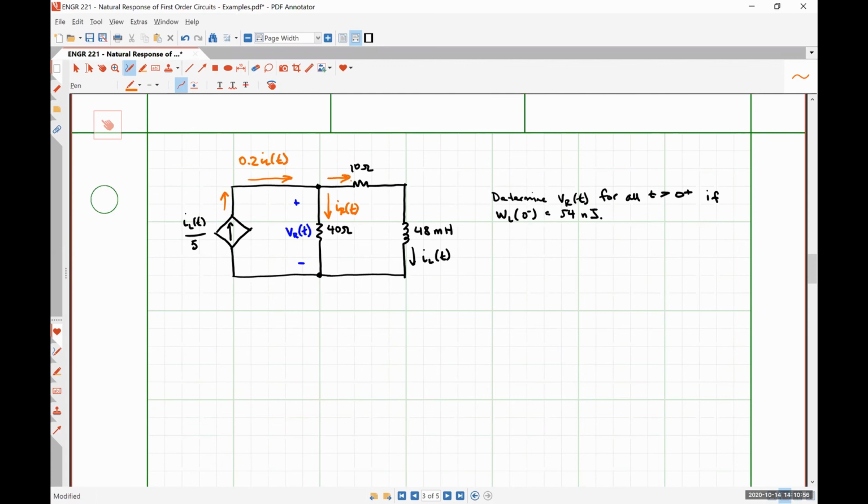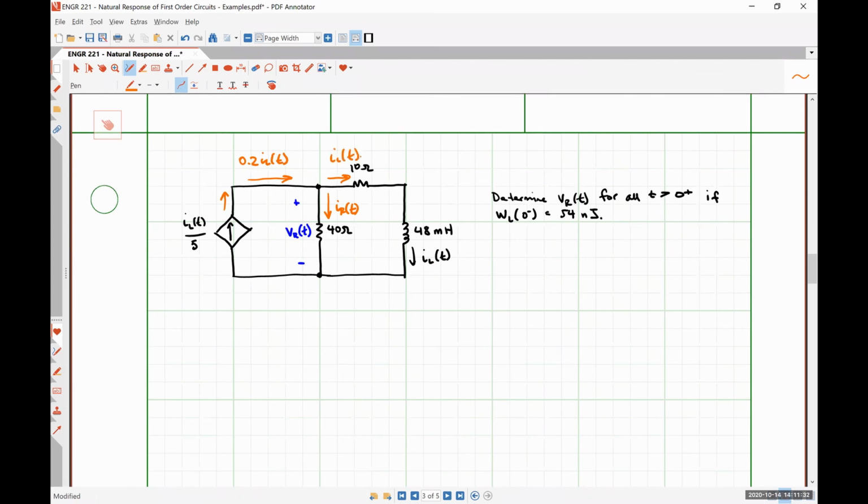How about this current directed to the right through the 10 ohm resistor? How does that relate to the current IL of t? It is just IL, right? Because the 10 ohm resistor and the 48 millihenry inductor are in series, if IL flows through the 48 millihenry inductor, it has to also flow through the 10 ohm resistor.